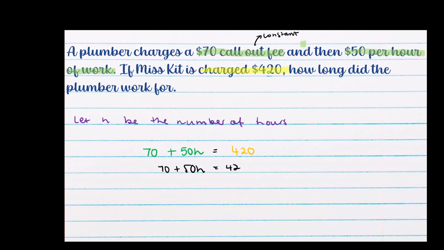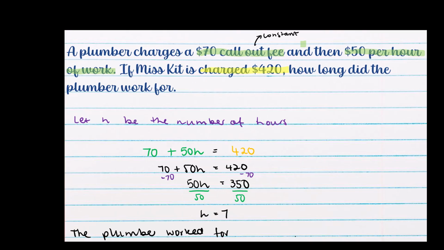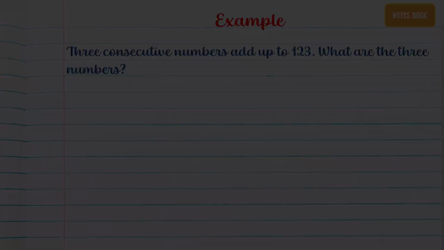Now it's a matter of solving as per usual. I'm going to start by subtracting 70 from both sides, leaving me with 50H is equal to 350, and then dividing both sides by 50. Okay, so I'm at H equals 7. So the plumber worked for 7 hours. Okay, don't forget that you do have to write a worded answer with your worded problem.